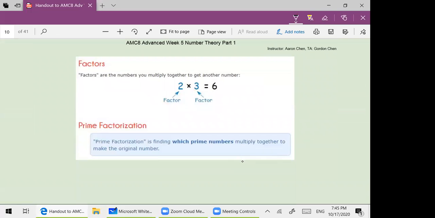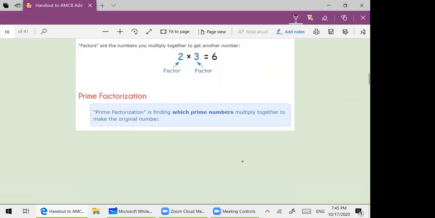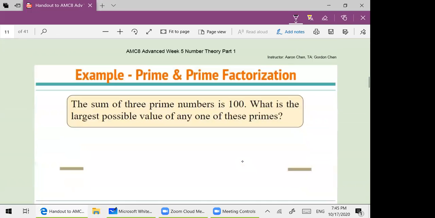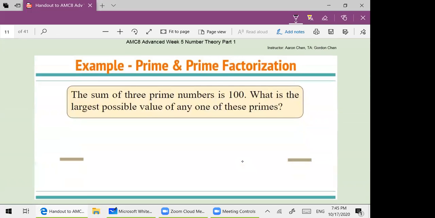Okay, so factors are the numbers you multiply together to get to another number. And the prime factorization is finding which prime numbers multiply together to make the original number. So here's an example of using primes to solve problems.